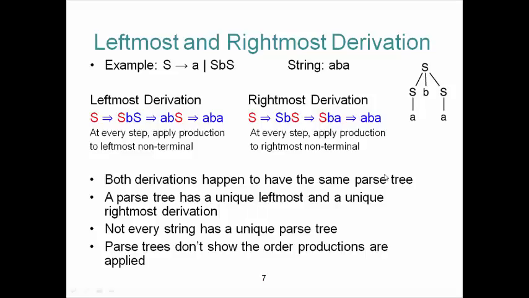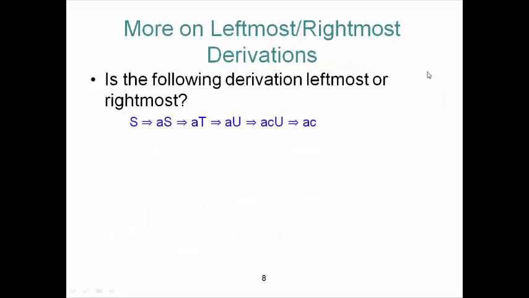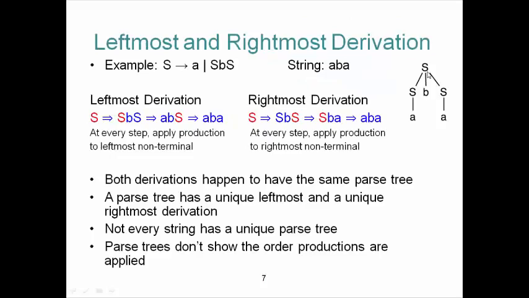From a parse tree, we cannot recognize the order of productions applied to derive the string. So this particular parse tree is unique for these two derivations. This parse tree contains the starting variable S as the root variable, and all leaf nodes are terminal nodes.